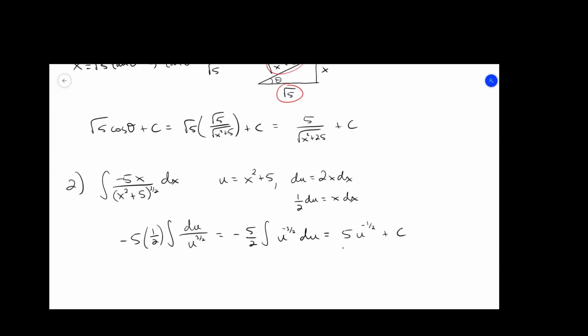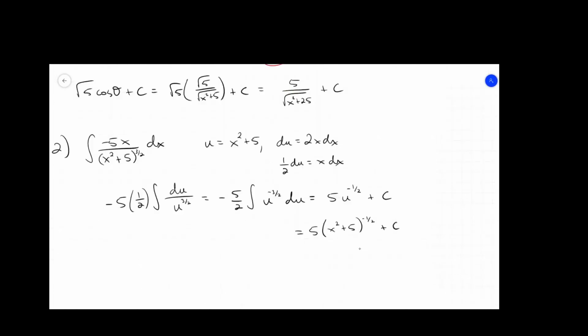Well, what was u in the first place? u was just x squared plus 5, to the negative 1/2 power. Last step here, you can just move that to the denominator to make it a positive exponent and change the 1/2 to a radical. And so we just get the square root of x squared plus 5. I made a mistake up here. Sorry about that. That should have been a 5, not a 25.